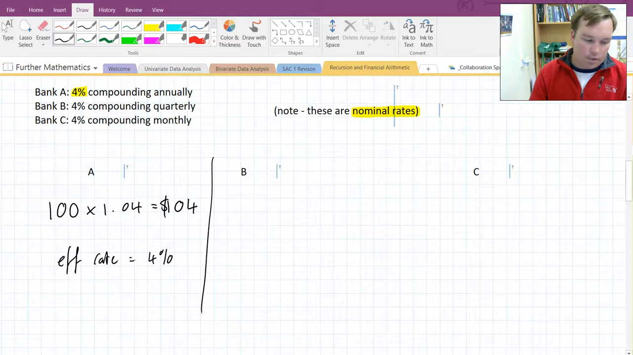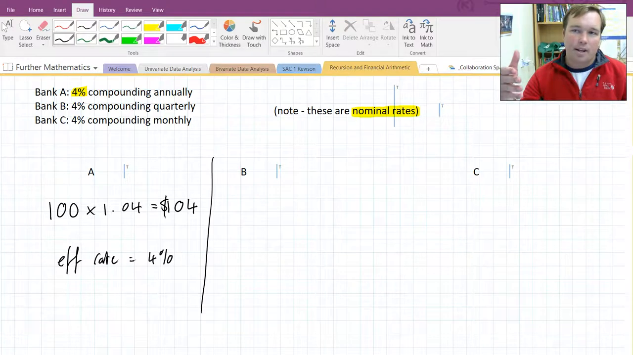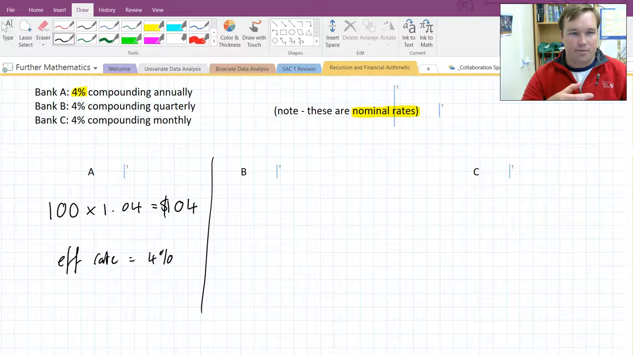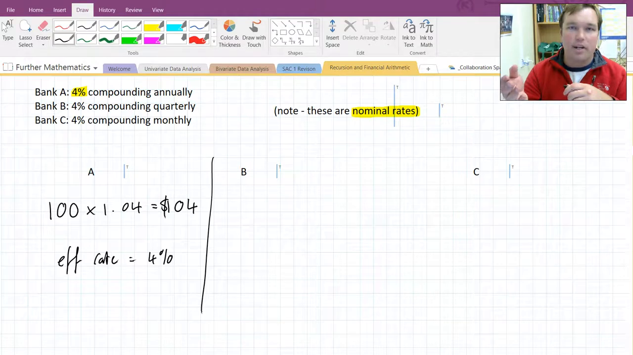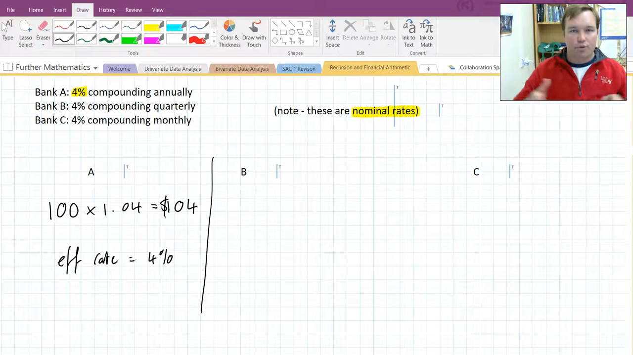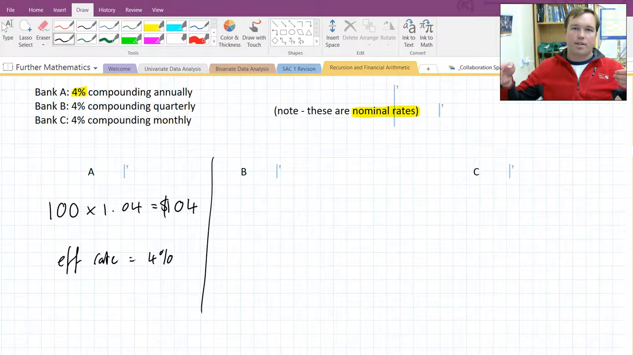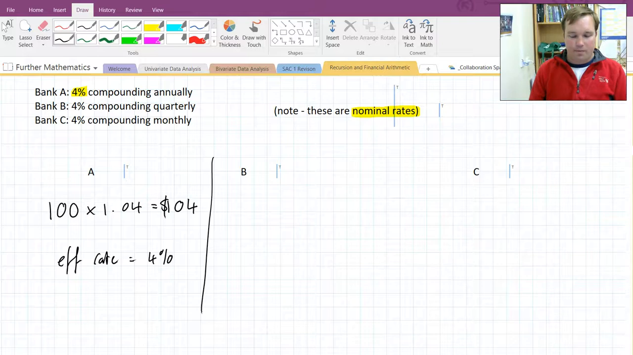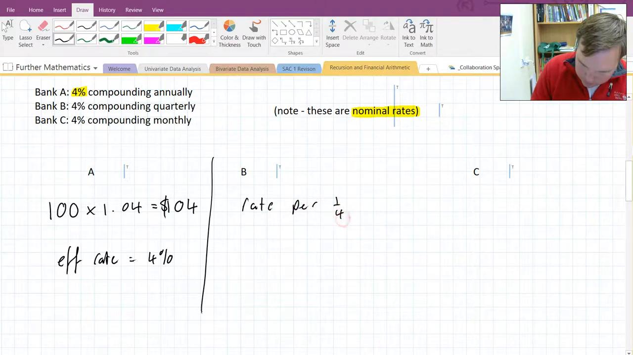Let's look at what happens quarterly. Now, quarterly means that every quarter, the amount in the bank has interest earned or charged on it. So in this case, we're being charged interest, which means interest is being charged every quarter. It's not 4% each quarter, it's 4% over the year. And because it's 4% over the year cut up into 4 quarters, it is effectively 1% per quarter. So here, the rate per quarter is equal to 4 divided by 4, so 1%.